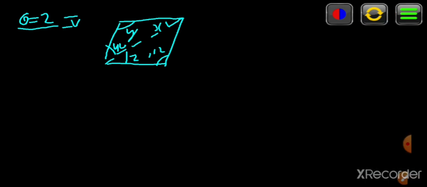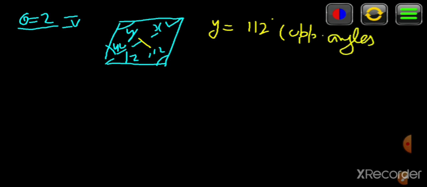How we will calculate it? Just see. It is a parallelogram given. From it clearly we can say that these are opposite angles. So y comes out to be 112 degree, opposite angles of parallelogram. Now we have calculated y.